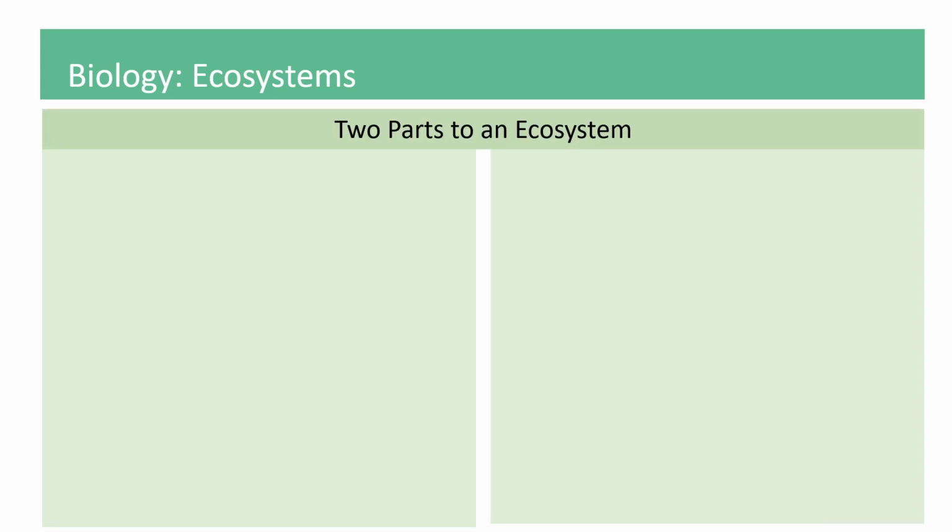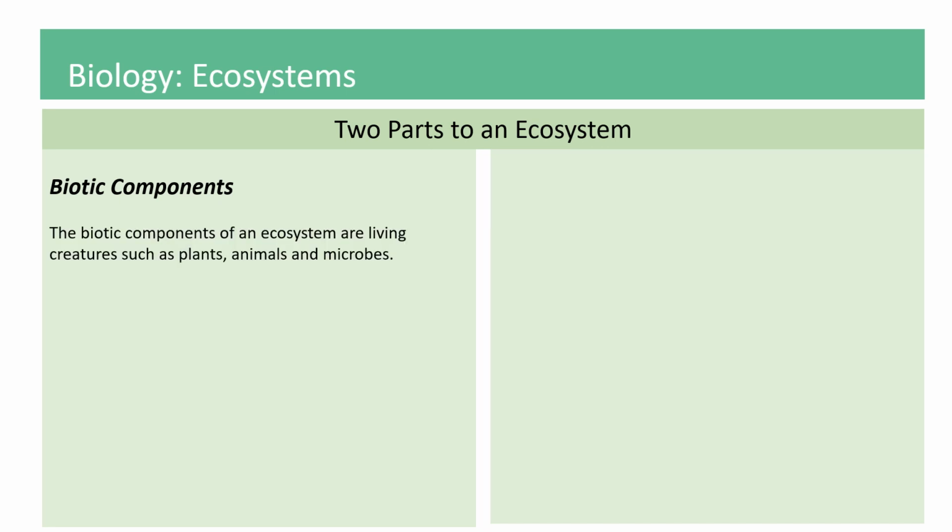An ecosystem can be broken down into two parts: the biotic component, which are all the living creatures, plants, animals, and even the little microbes. Plants are the primary producers since they produce food through a process called photosynthesis. We'll learn more about this very soon.